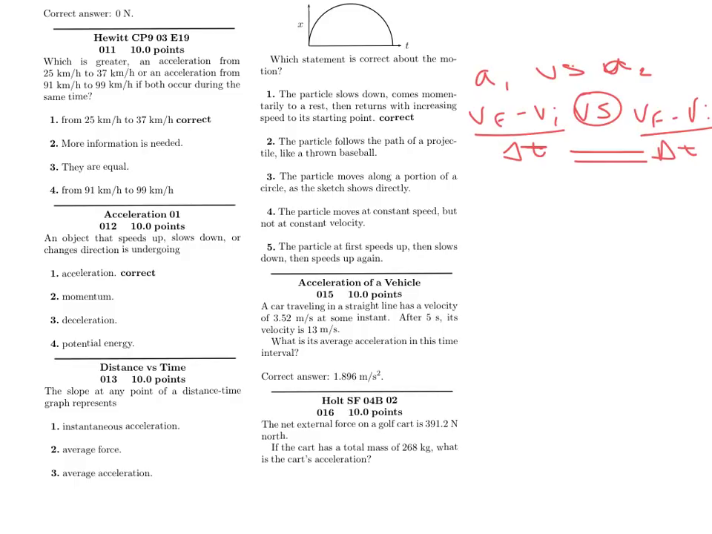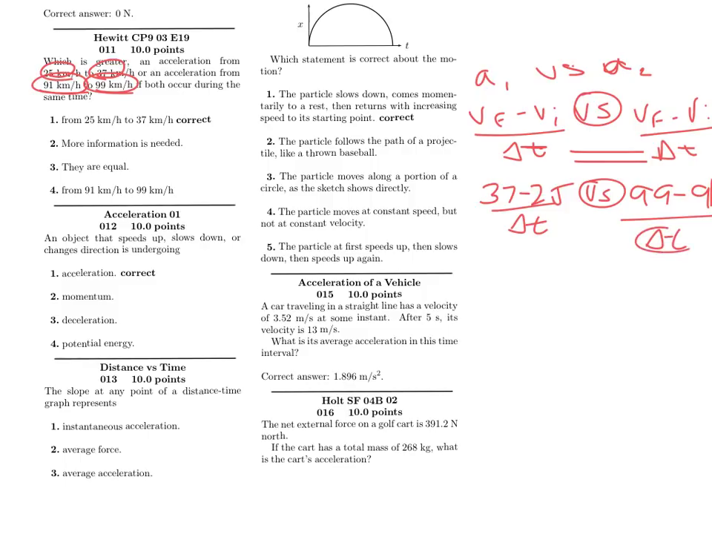So let's go ahead and plug them in. Remember, final minus initial. Final, initial, right? It helps to label these things, otherwise you're going to mess it up. 37 minus 25. Remember, it's over the same change in t. Versus 99 is my final and 91 is my initial, okay? 99 minus 91 over the same change in t. Remember that these two are exactly the same. So you can use your judgment there. But that's how you do these types of problems.